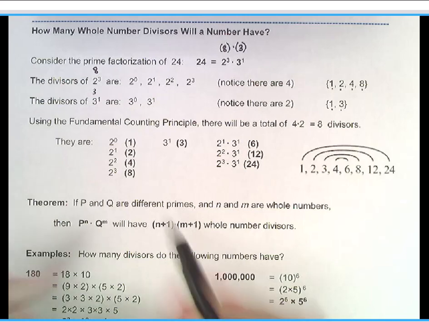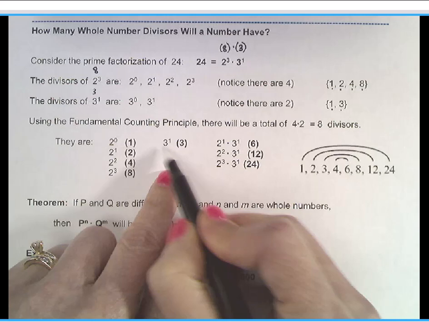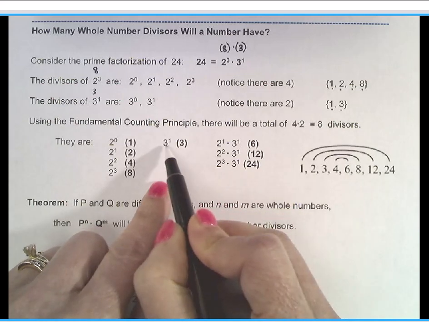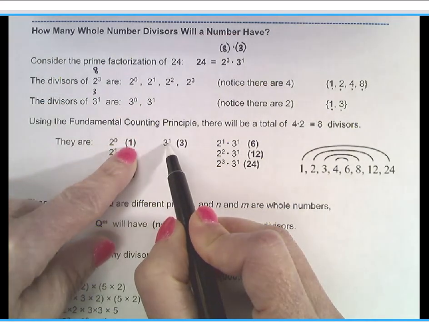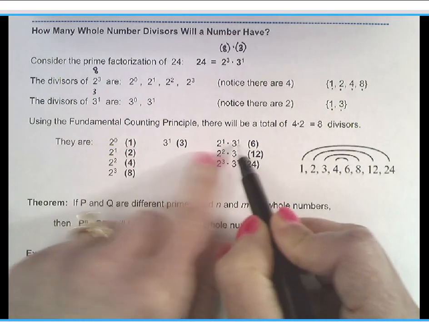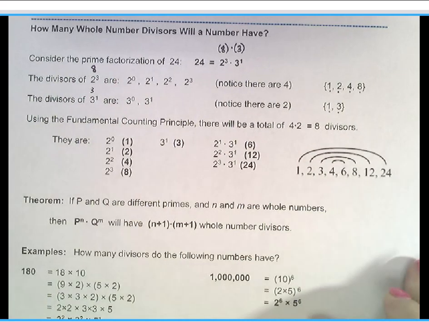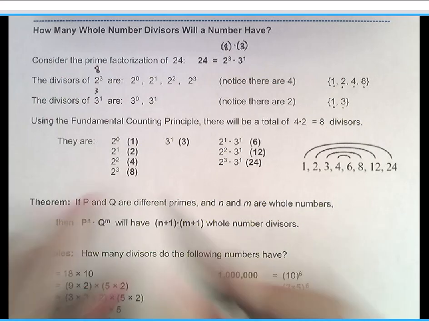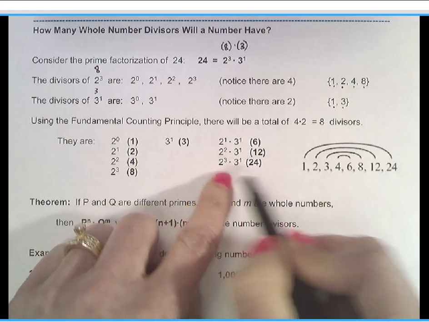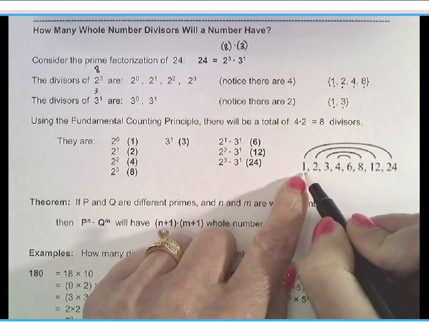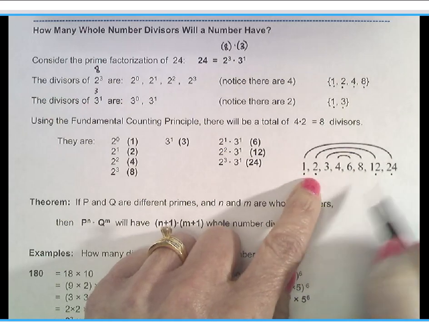So if you look at all of the possibilities that come from 2, the possibilities that come from 3, notice I didn't list 3 to the 0 in there because 3 to the 0 is 1 and it's already been accounted for. And then these are pairings of my 2's and my 3's. I get a total list of 8 divisors. All these that have exponents for 2, exponent on 3, and then the pairings. So we end up with 1 and 24. See how those are paired? 2 and 12.